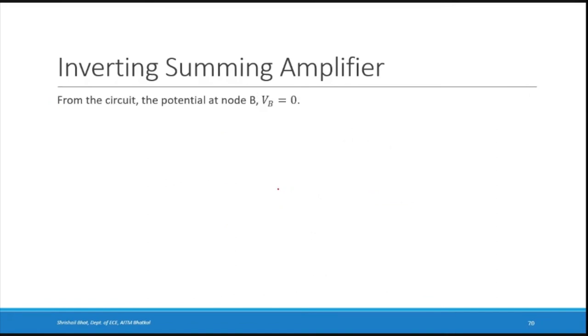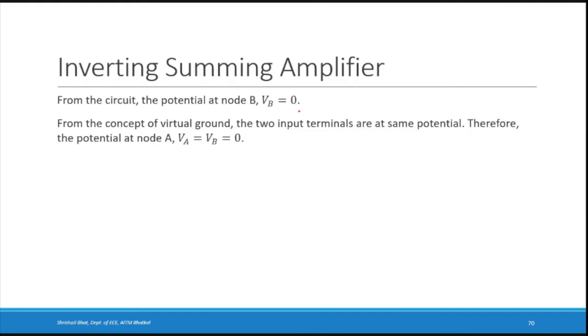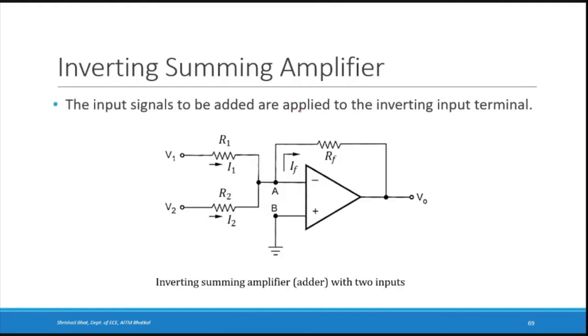So we can start from that same thing, that potential at node B is VB, that is equal to 0. From the concept of virtual ground, both the input terminals are at the same potential. So VA is equal to VB, that is equal to 0. Now, let us write the equations for the currents. There are 3 currents now, that is current through R1, R2 and RF, that is I1, I2 and IF. What is I1?